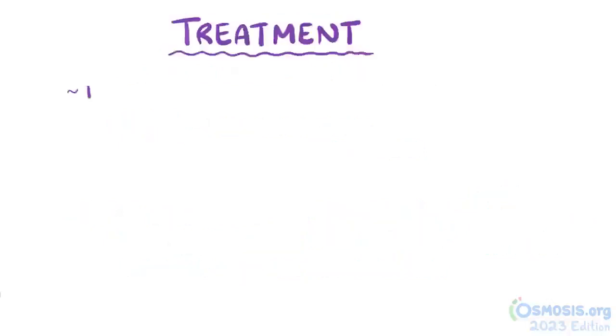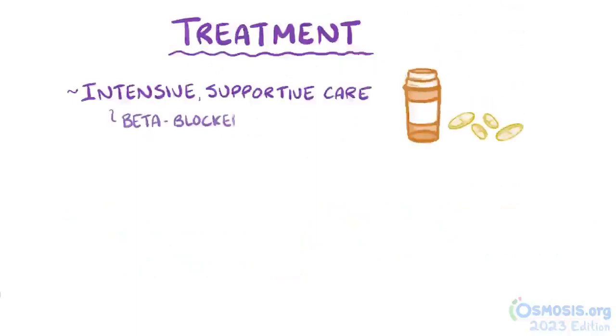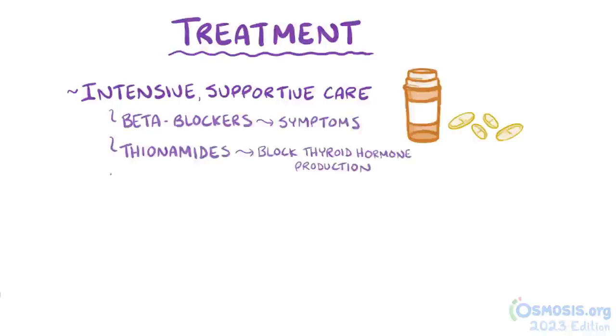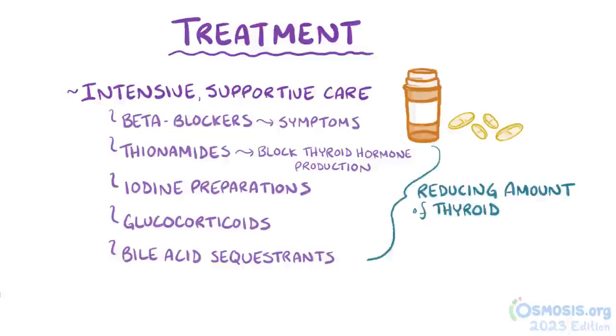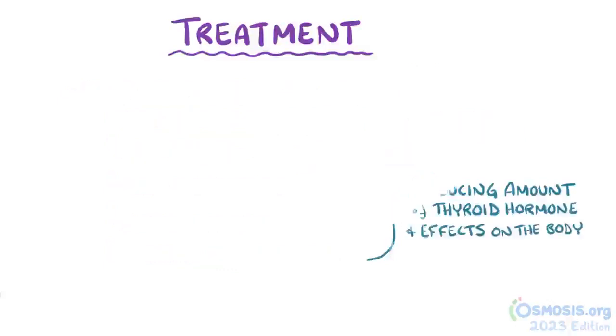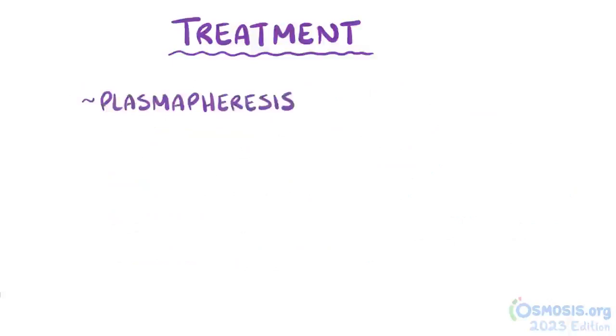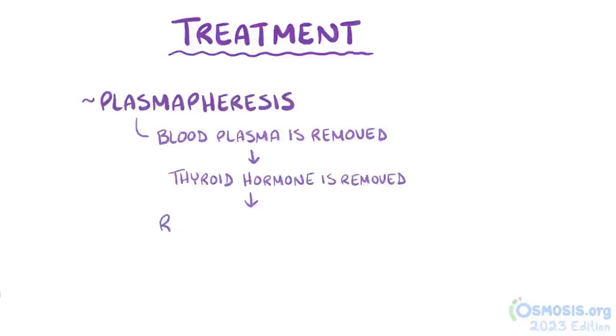Treatment for thyroid storm requires intensive supportive care, with various medications like beta blockers to treat symptoms, thionamides to block thyroid hormone production, as well as iodine preparations, glucocorticoids, and bile acid sequestrants. All of these medications are aimed at reducing the amount of thyroid hormone and its effects on the body. If this approach doesn't work, plasmapheresis can be tried. That's where blood plasma is removed, thyroid hormone can also be removed, and the remaining plasma is returned to the person.